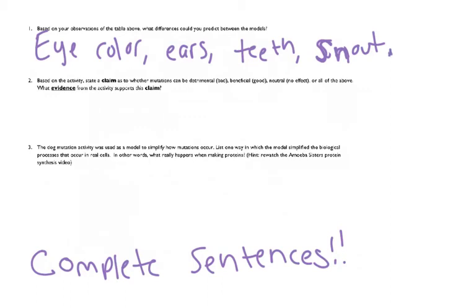Number 2, based on the activity, state a claim as to whether mutations can be detrimental, which means bad, beneficial, which means good, neutral, no effect, or all of the above. What evidence from the activity supports this claim? I am not going to write a claim for you. However, I am going to point some things out. I believe we want to go with this as our answer for our claim. Mutations can be detrimental or they can be good. Why? Well, let's look at the table.